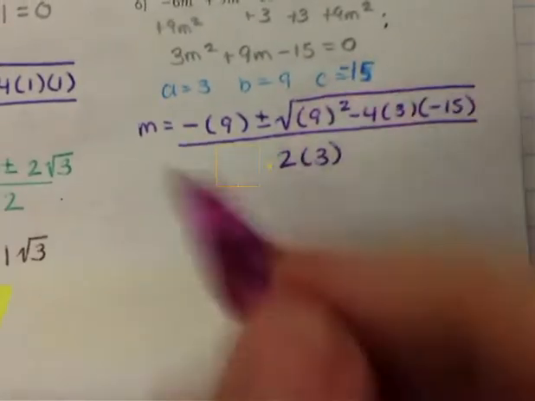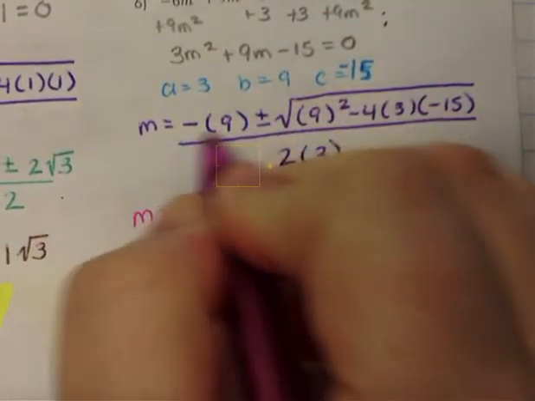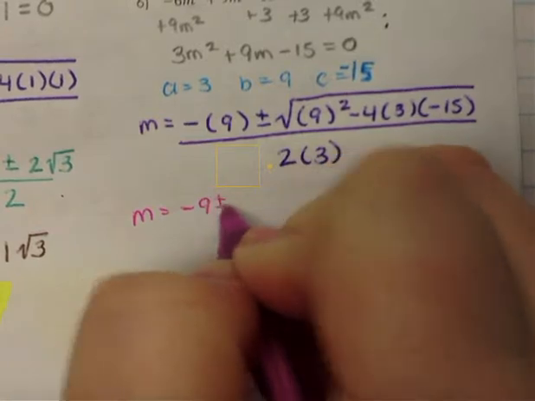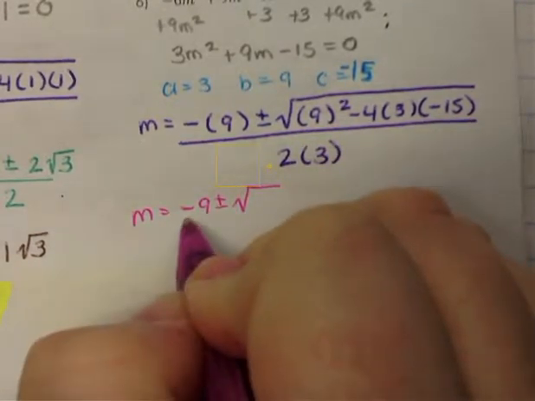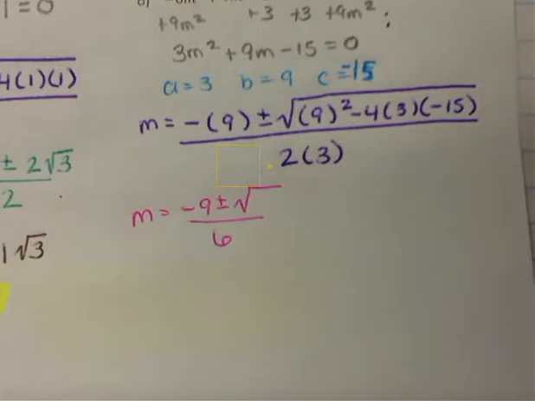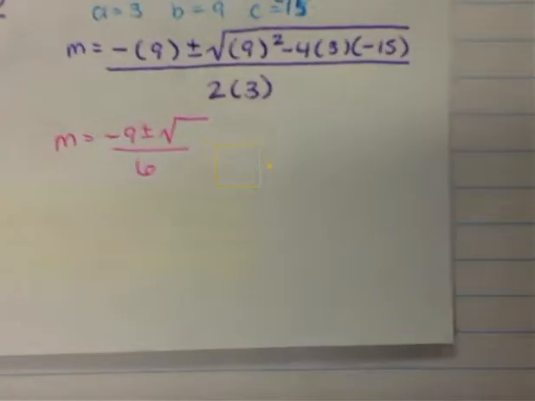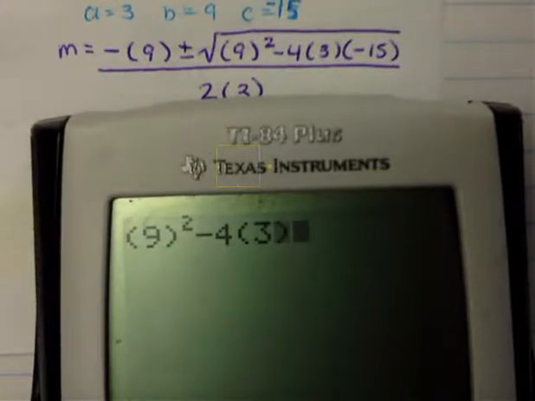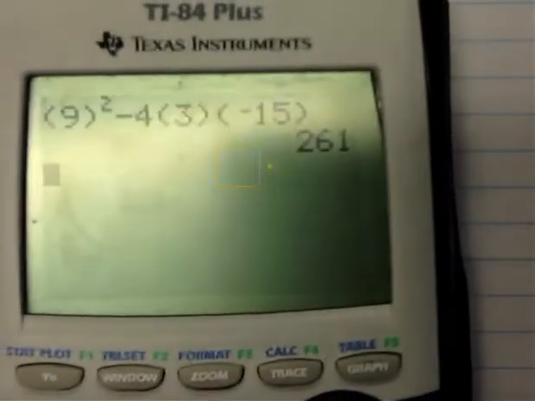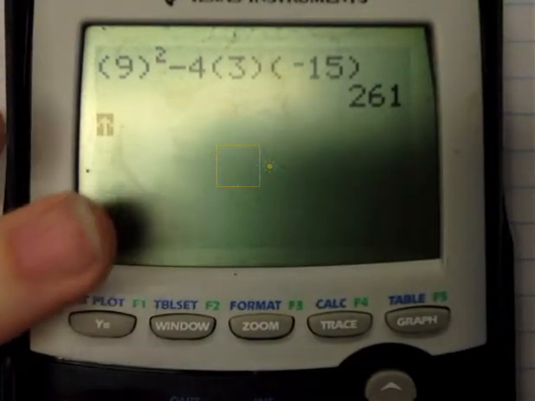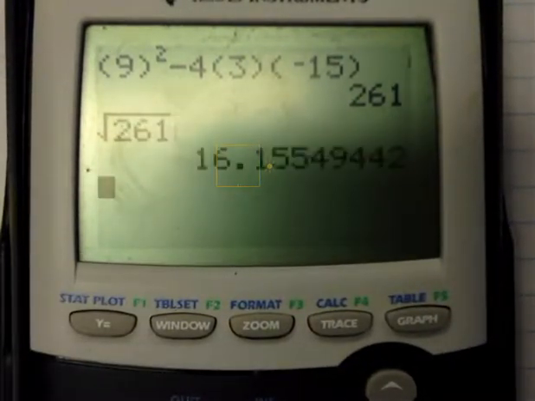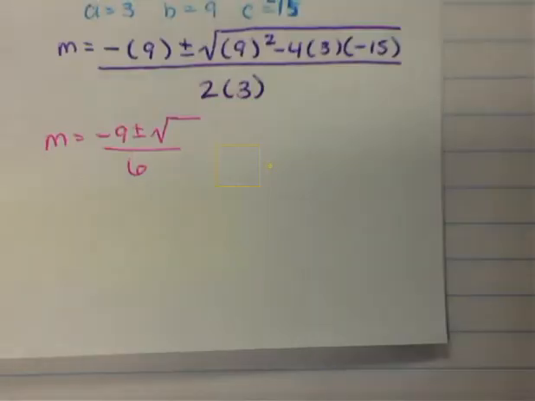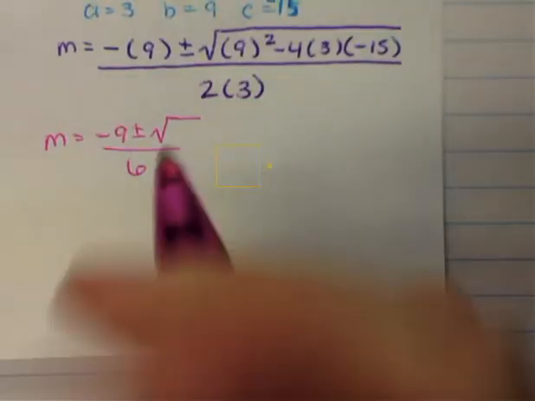We're going to simplify. So we have m equals negative times 9 is negative 9 plus or minus the square root of something, all over 2 times 3 is 6. So let's determine our discriminant using our calculator. I have parentheses 9 parentheses squared minus 4 parentheses 3 parentheses negative 15 close parentheses. And we get 261 is our discriminant. So let's see if that's a perfect square. Square root of 261 is not a perfect square. So therefore we will still have a radical left in our answer.